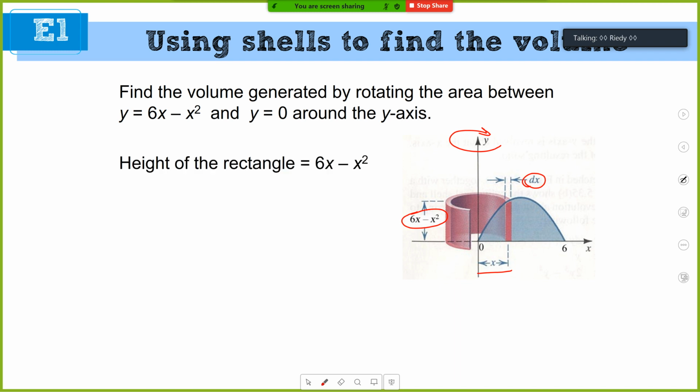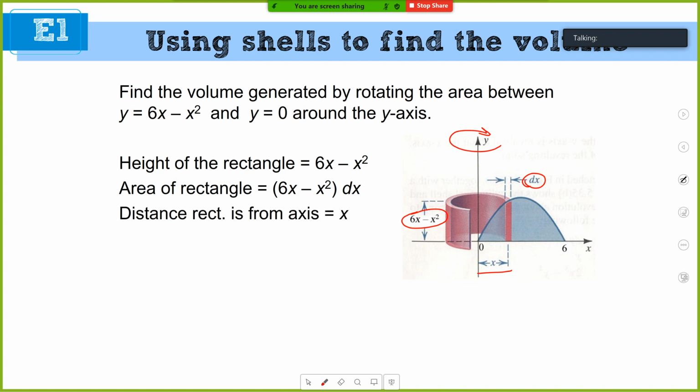Okay, so let's put all that together. Height of the rectangle. Area of the rectangle. Again, we want a very, very, very skinny rectangle, even though it looks like a regular rectangle in the picture, who cares? Distance away from the axis is x. Well, how do we know that? I chose to put this rectangle there. Well, where's there? There is x. I chose it to be x.